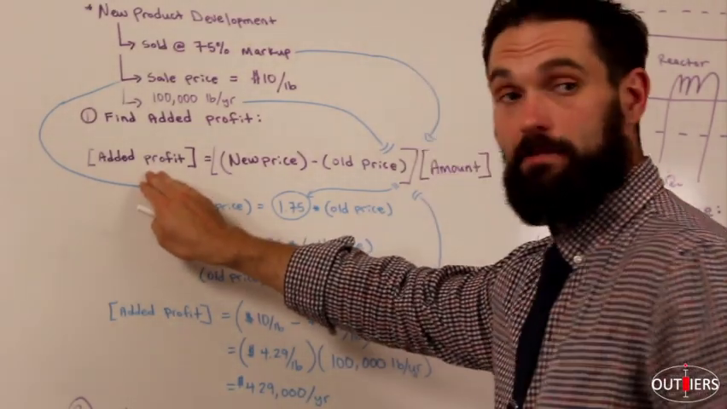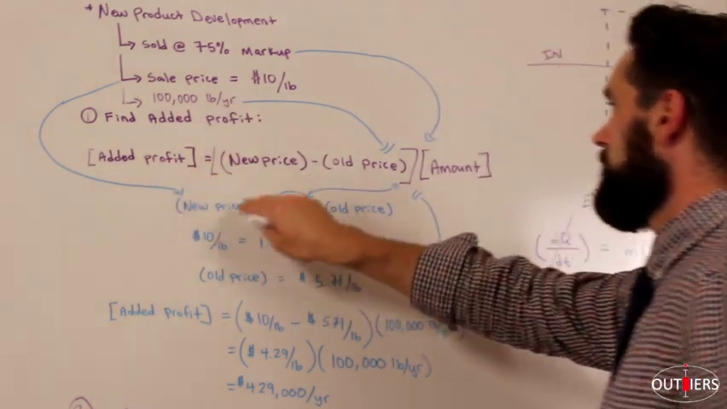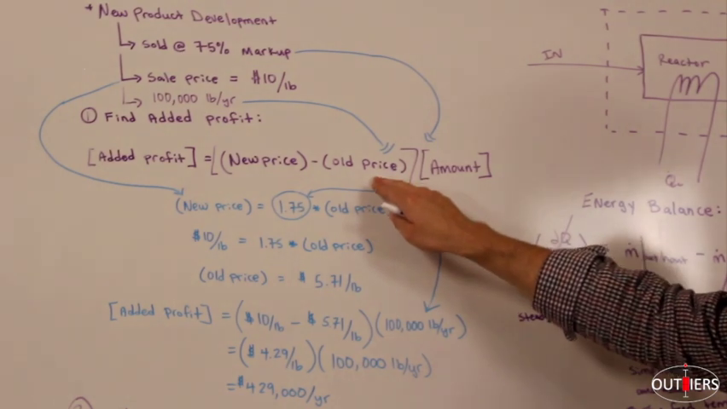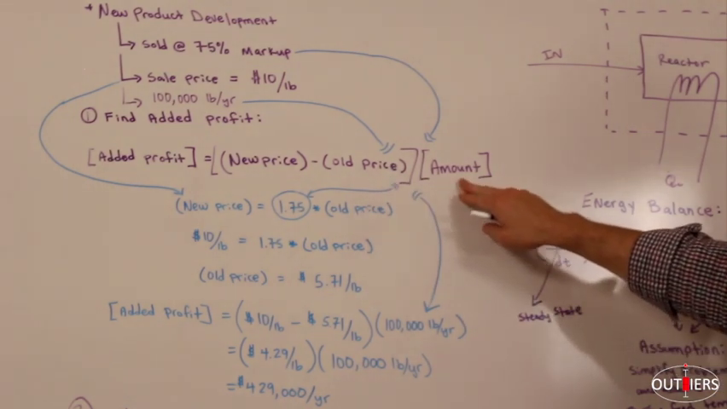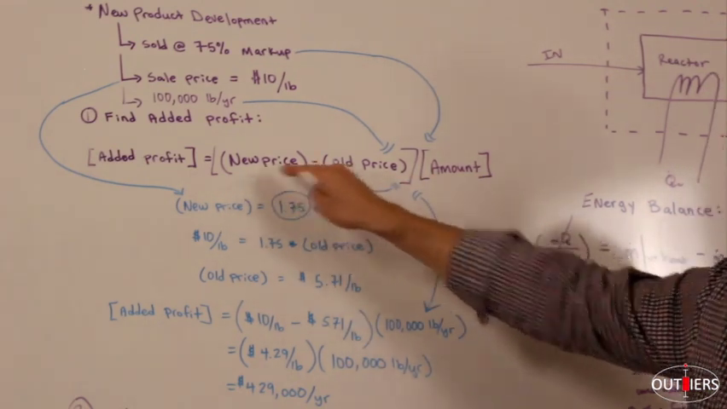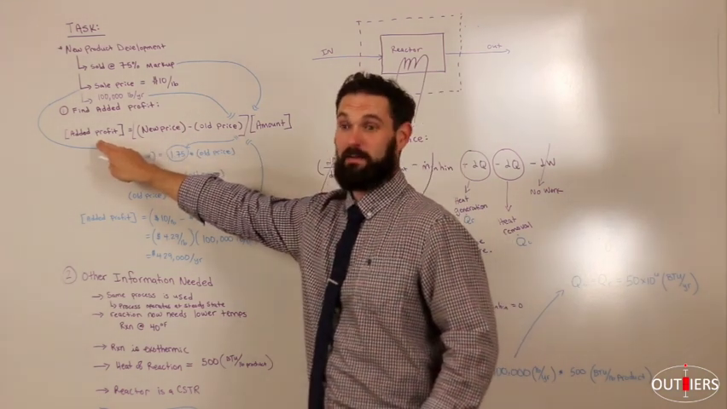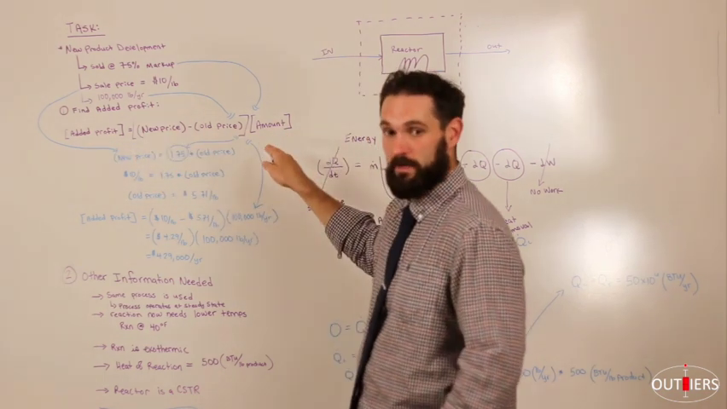So your added profit, how much profit you're going to be making from this new product, is going to be equal to the new price minus the old price times the amount of new product that you're going to make. And notice in this equation, if my new price is less than my old price, I'm not going to have added profit. It's going to be a negative value, which would make sense, right? I wouldn't want to make a product that's going to make me less money.